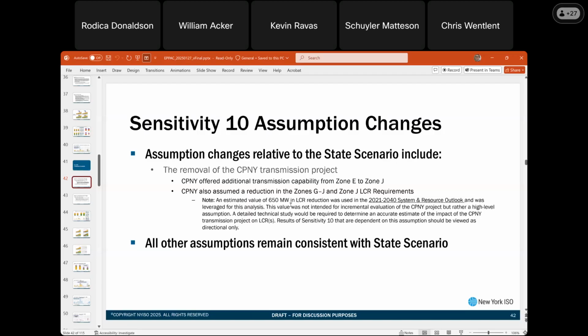So outside of that, we've removed the transmission capability from Zone E to J from CleanPath, and we've assumed that CleanPath does not have this reduction in the LCRs. So those are the two main points here, and all other assumptions remain consistent with the state scenario.